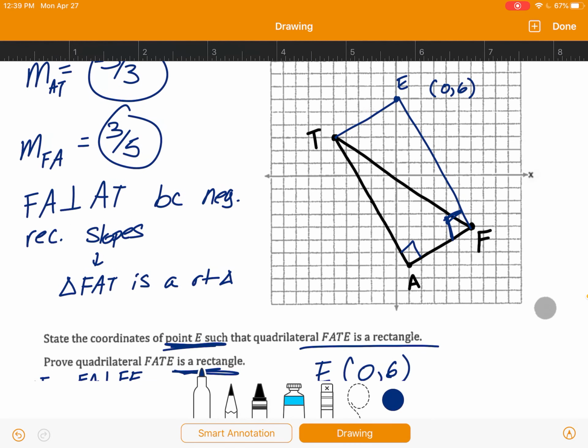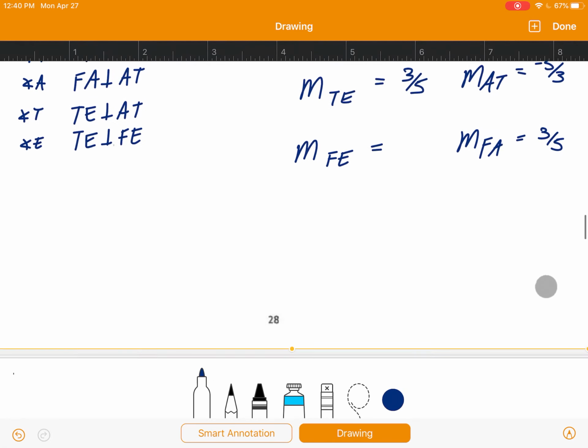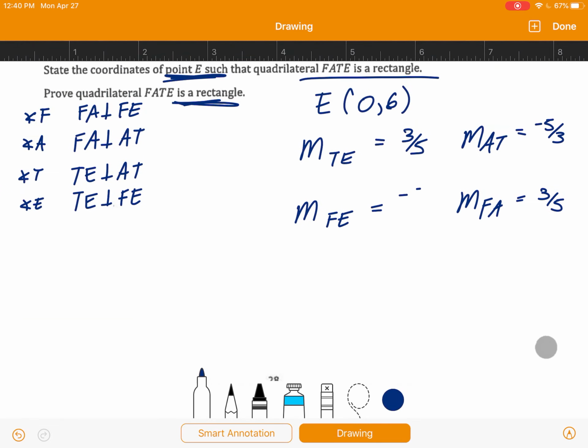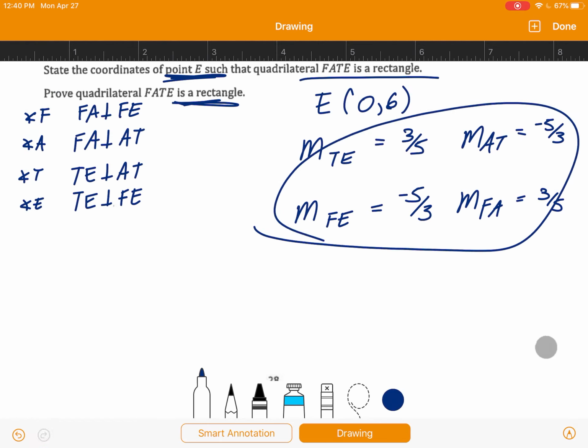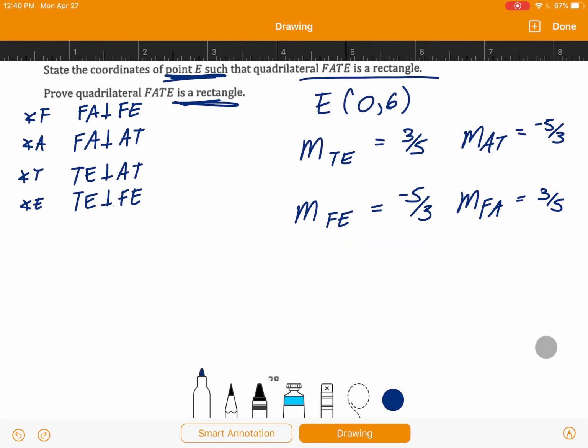And then FE, you're going to have to go down 10 and over 6, just like you had for TA. So that means that it's going to have the same slope. So we have -5/3, and that's our next one. So let's make sure that all of this is true using the information that we did with the math.